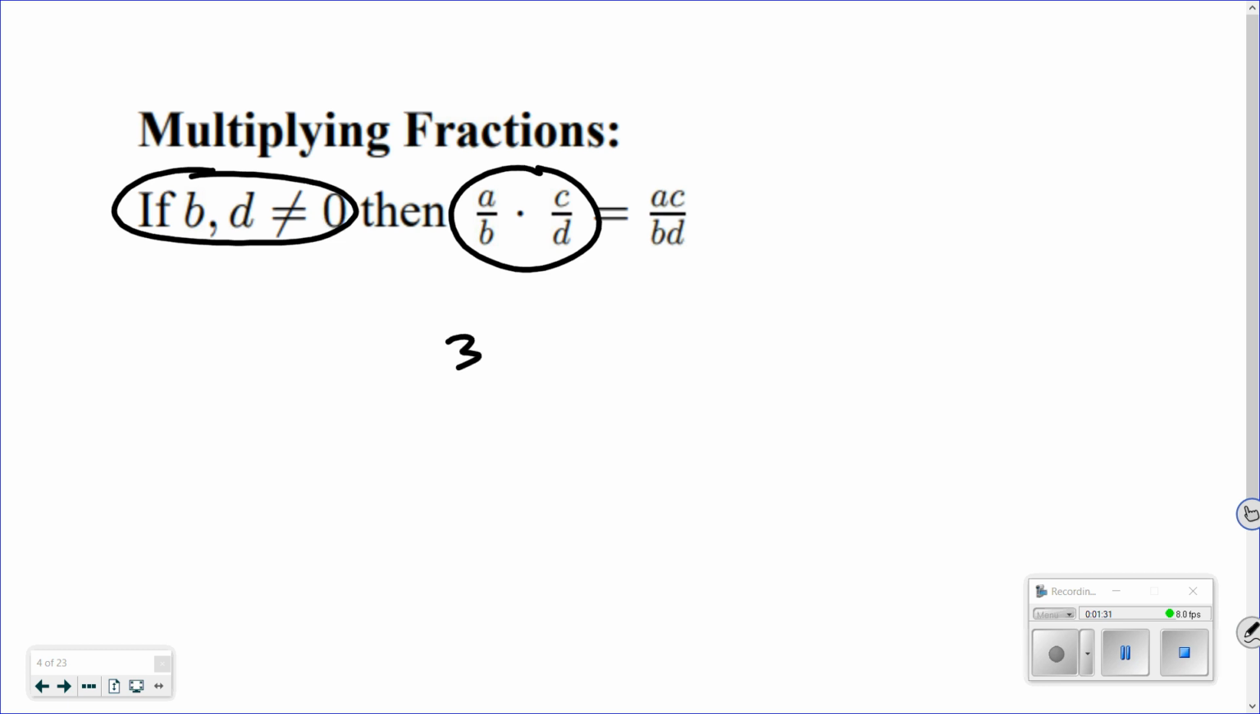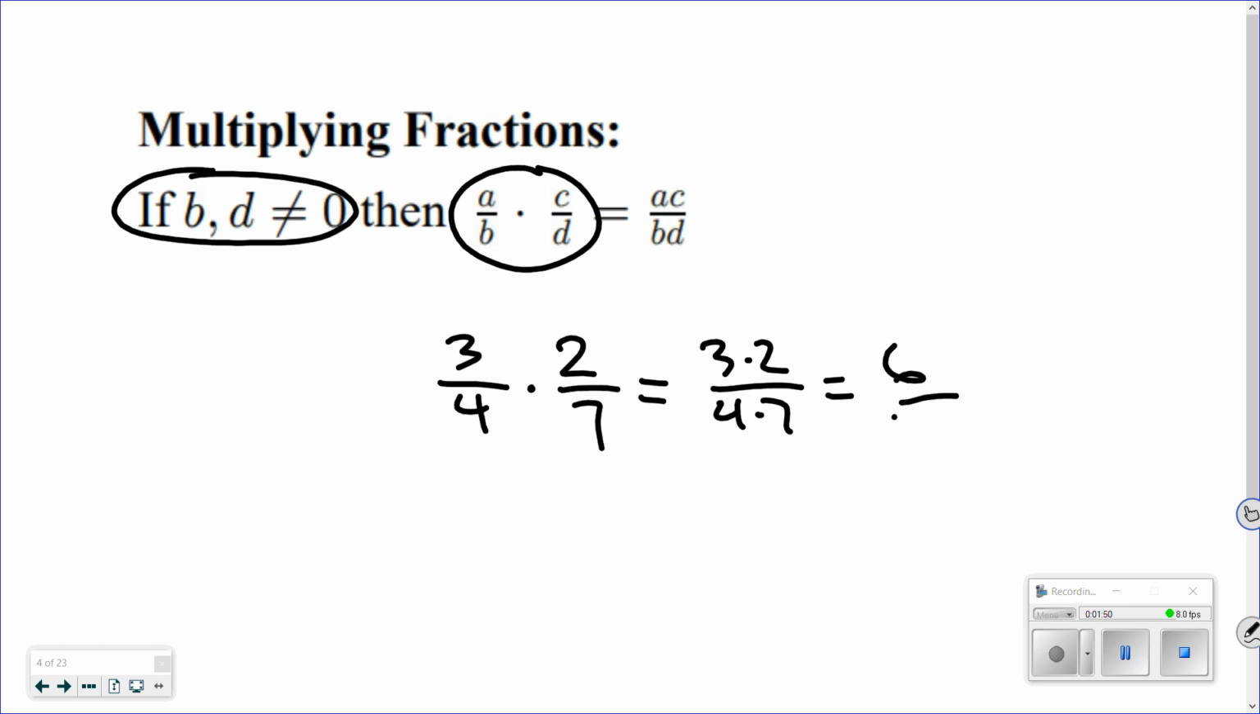An example of that would be 3/4 times 2/7. Okay, I multiply them together. 3 times 2, 6. We'll actually write it out, show our work on that whole thing. We're going to go 3 times 2, 4 times 7, so I end up with 6 over 28.